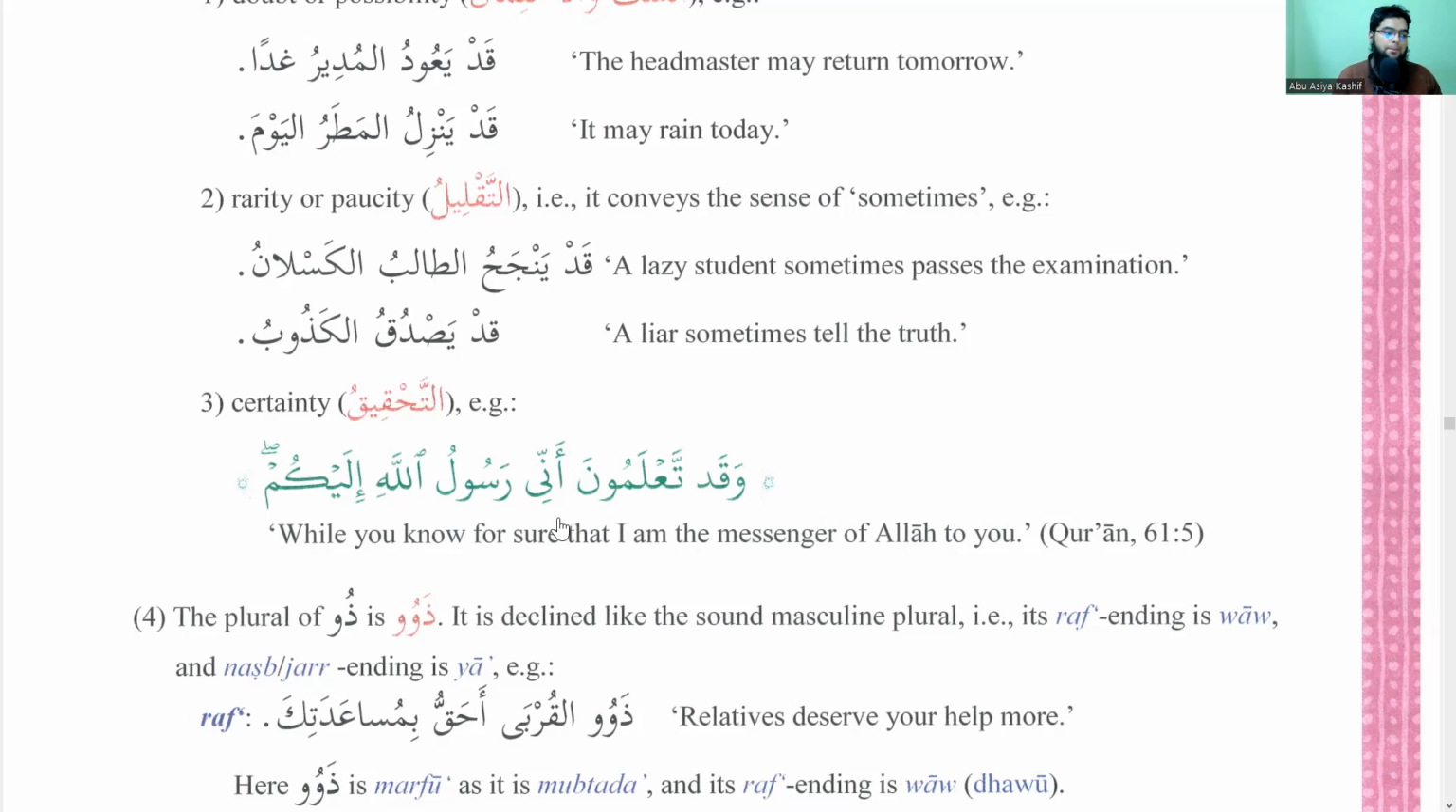وَقَدْ تَعْلَمُونَ. When Allah says, قَدْ يَعْلَمُ اللَّهُ الْمُعَوِّقِينَ مِنْكُمْ. Allah knows. Correct? قَدْ يَعْلَمُ اللَّهُ.